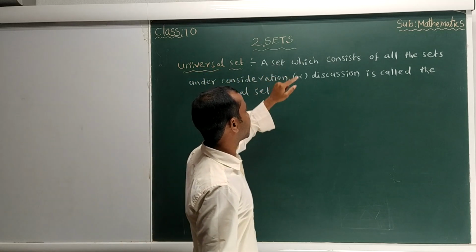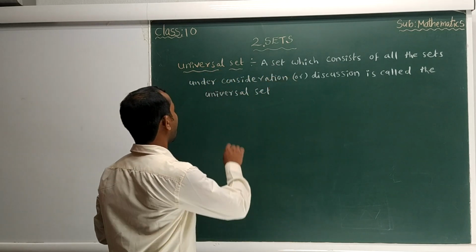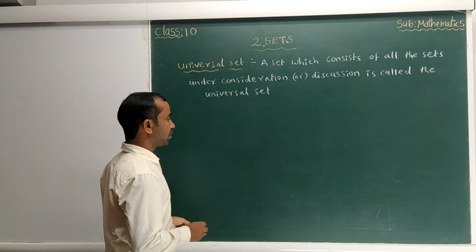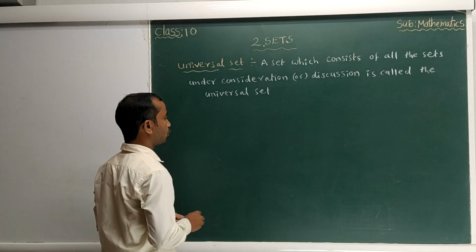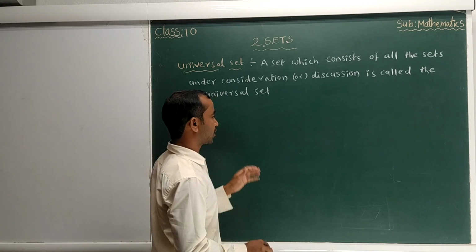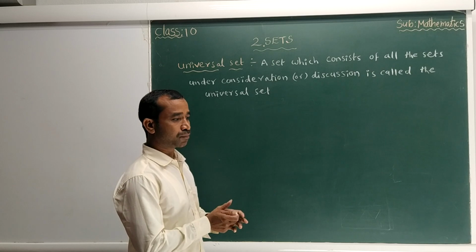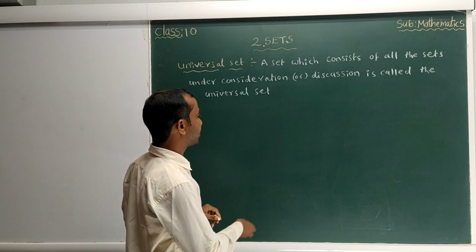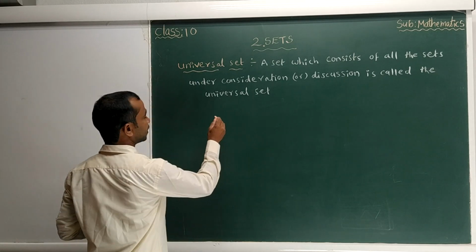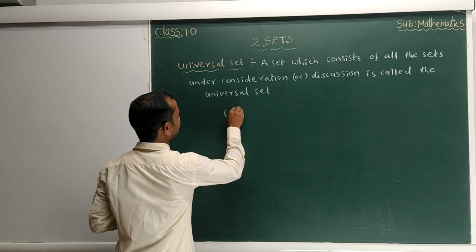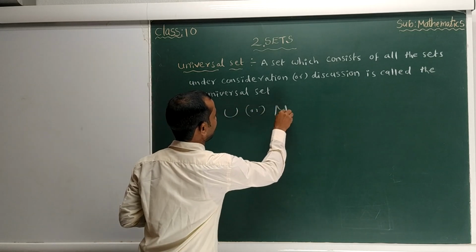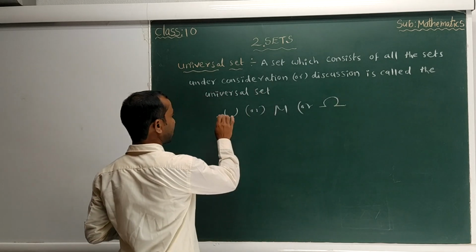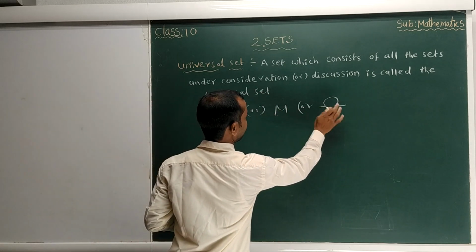A universal set means a set which consists of all the sets under consideration. For example, in our school we have classrooms, an office room, and a stock room. So classroom, stock room and office room are parts of the school, so the school is a universal set. Universal sets are denoted by U, R, mu, or omega.